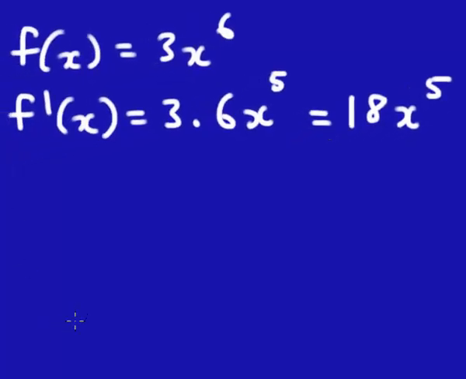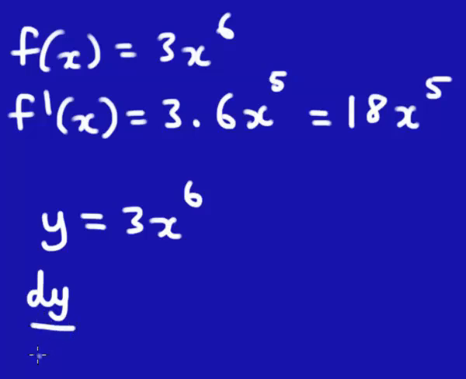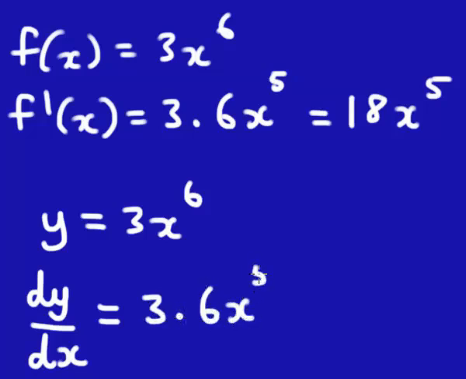But some books, what they'll do is they'll say, determine the derivative or the gradient of the graph y equals 3x to the 6. Now, for the symbol y, when you want to get the gradient, we use this notation. Look at that. dy divided by dx. And then you do exactly the same thing. You bring down the 6 and subtract 1 from the original. So that's a different way of saying the same thing.